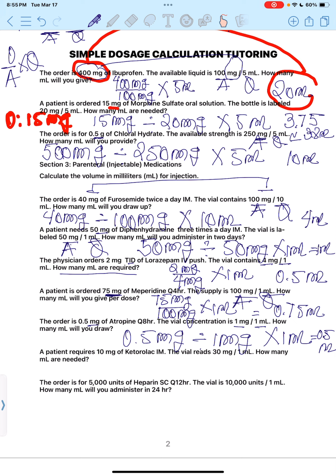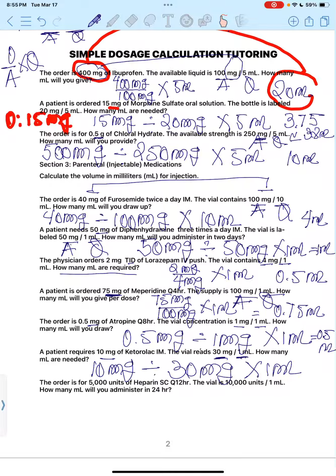All right, so two more. The doctor prescribed 10 milligram. The available is 30 milligram per 1 milliliter. So 10 milligram is your order. You will do 10 milligram divided by your available, which is 30 milligram, and then multiply by quantity, which is 1.